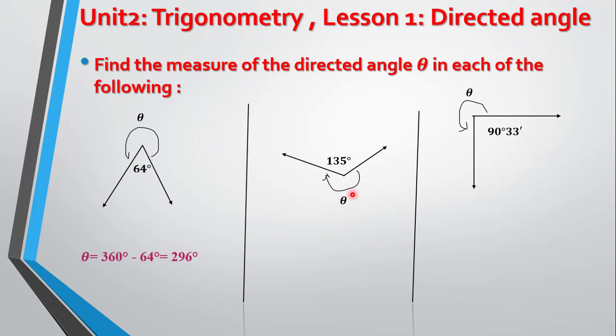Here, for example, I want the negative or positive. I want the negative measure because the direction of rotation from initial to terminal is clockwise. So I want the negative. So I'll add negative 360. I'll get negative 225. The third one, I have 90 degrees 33 minutes and I want the positive measure. This is the negative measure, so I'll add 360. So the result will be 269 degrees and 27 minutes.